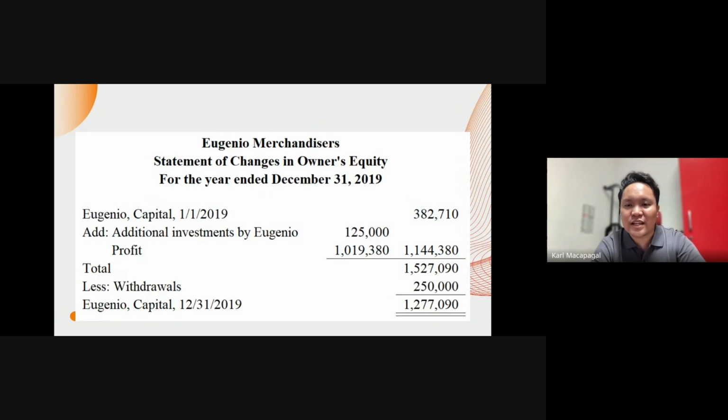The presentation here starts again with the beginning capital of the owner and adjusted by the following items. We add again any investments if there are any during the period. We add if there is a net income and we deduct if there is a net loss. We also deduct if there is a temporary withdrawal or simply withdrawal or drawings of capital by the owner.